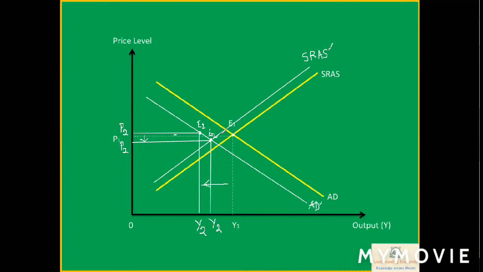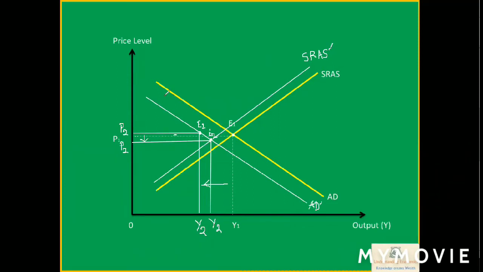It doesn't matter how much change I am taking or what is the magnitude of the change in the SRAS curve. Output will be smaller because the aggregate supply is declining, corresponding to the decline in the aggregate demand. So aggregate demand, here it is changing.